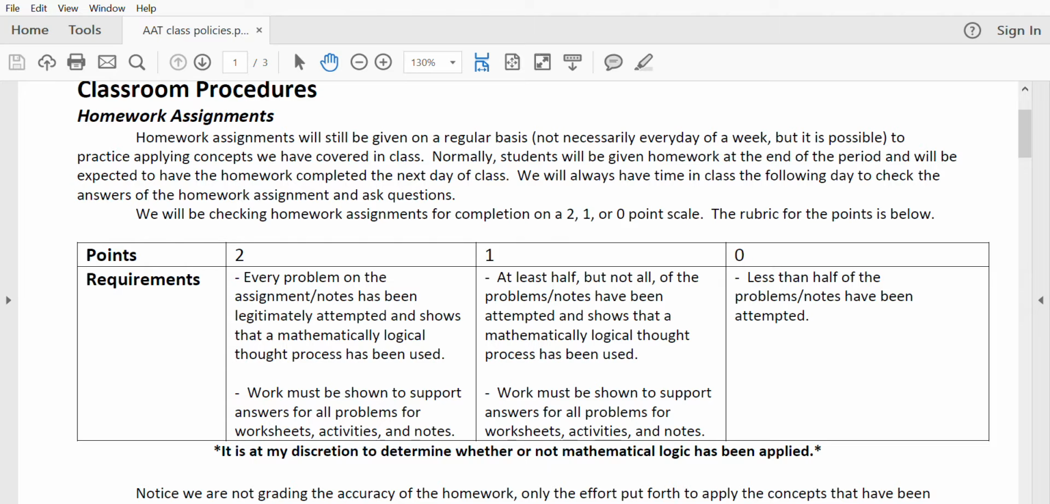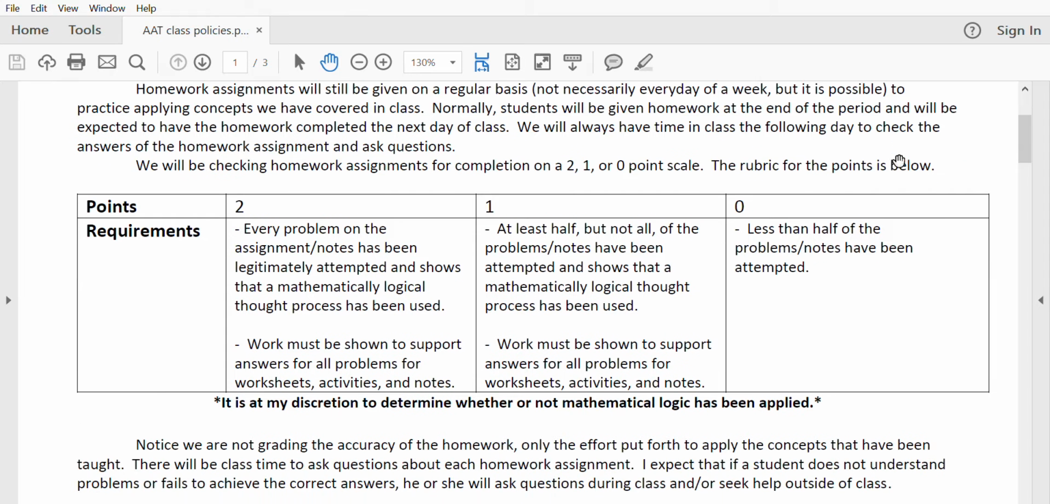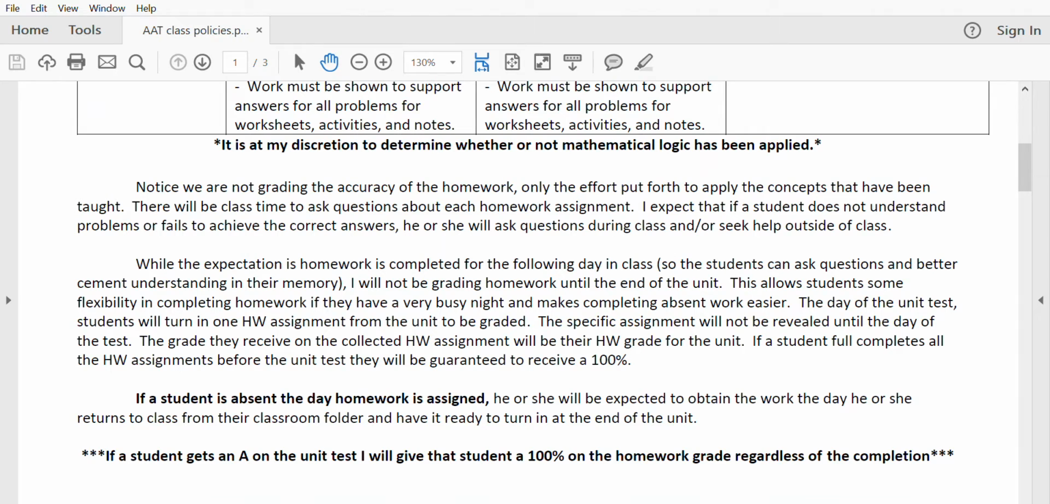So what happens though is at the end of a unit, not a quiz, but at the end of a unit test, I will collect one homework assignment out of that unit. Now you will not know before that day which homework assignment that is going to be. So if there are 10 homework assignments, on the day of the homework check, I will write one of those assignments up on the board and you will turn that one in.